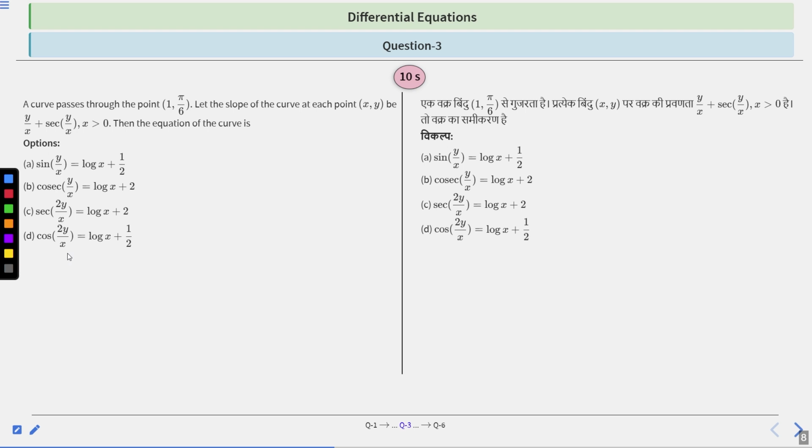And we can calculate the differential equation using the linear differential equation method. After calculation, we have to pass the curve through (1, pi/6) to calculate the value of the constant. By putting the value of the constant, we can easily find the equation of the curve. So in this way, you can try to approach this question. You have 10 seconds to solve or think about this question. After 10 seconds, we will discuss the solution.